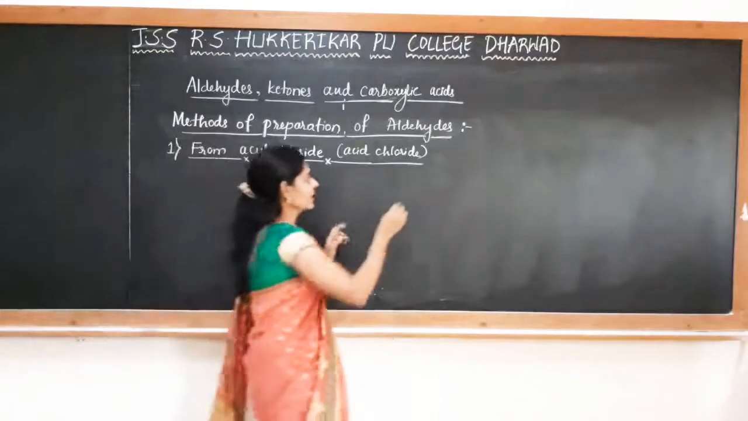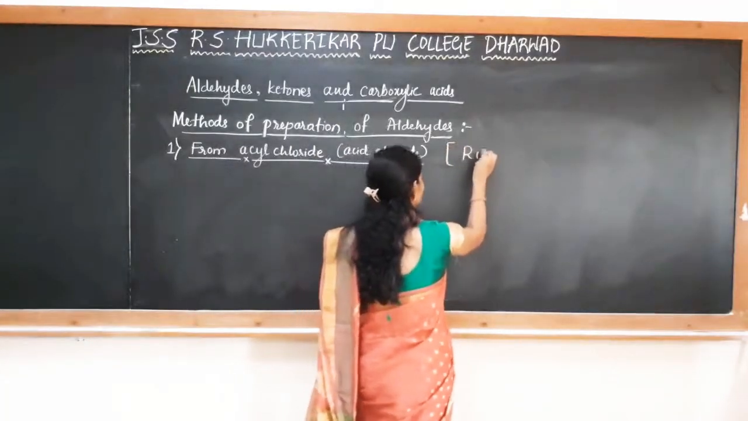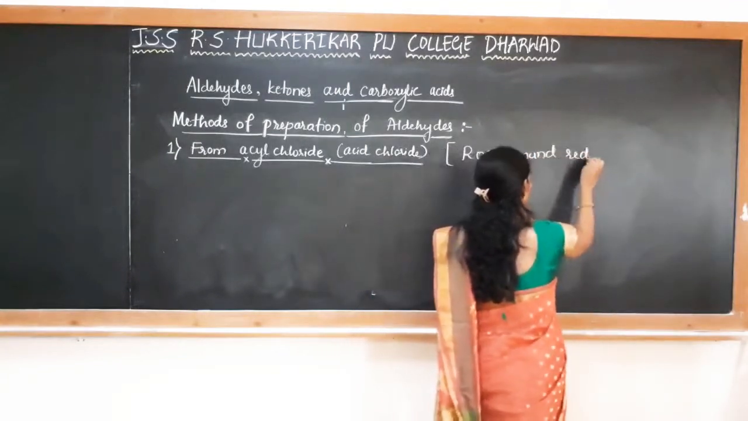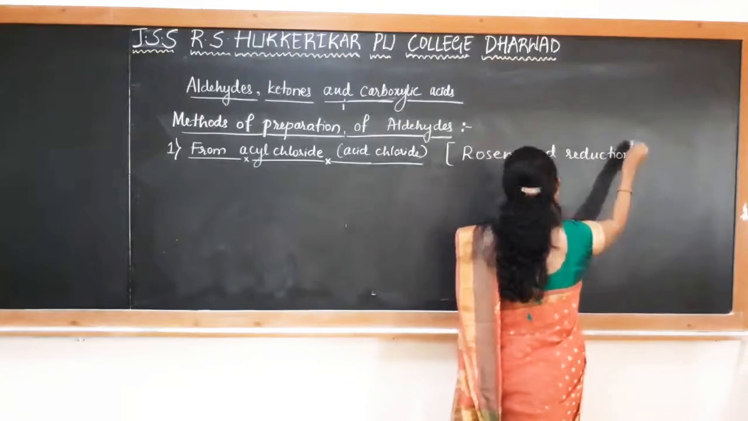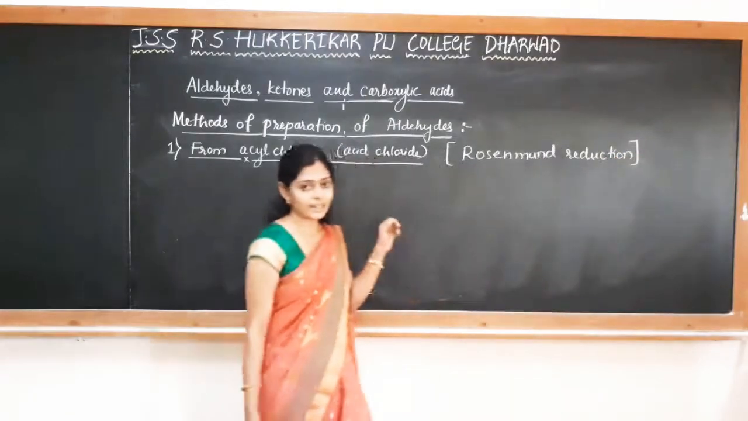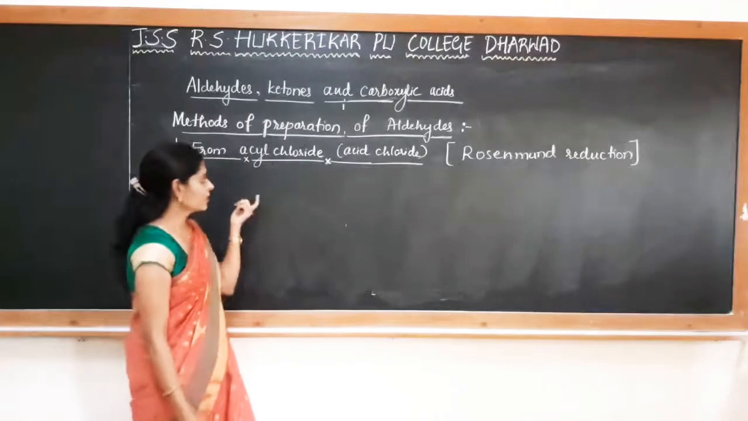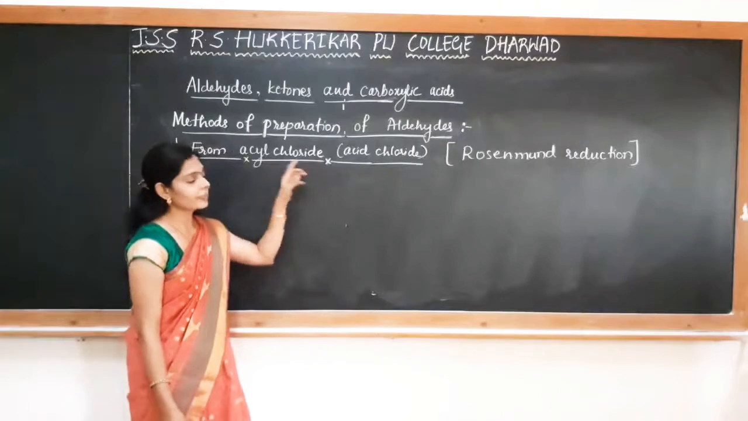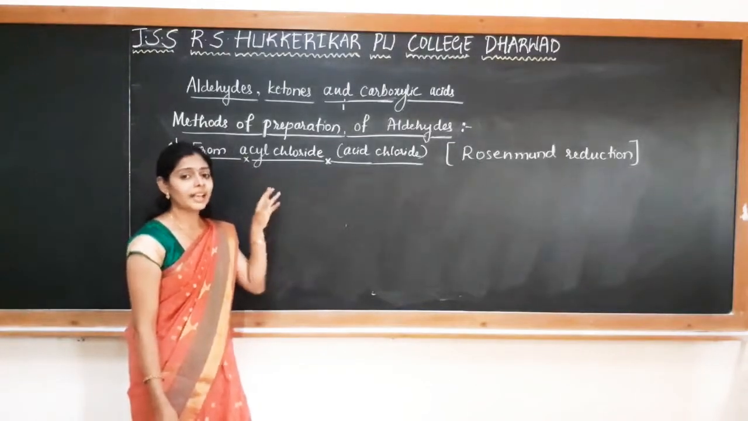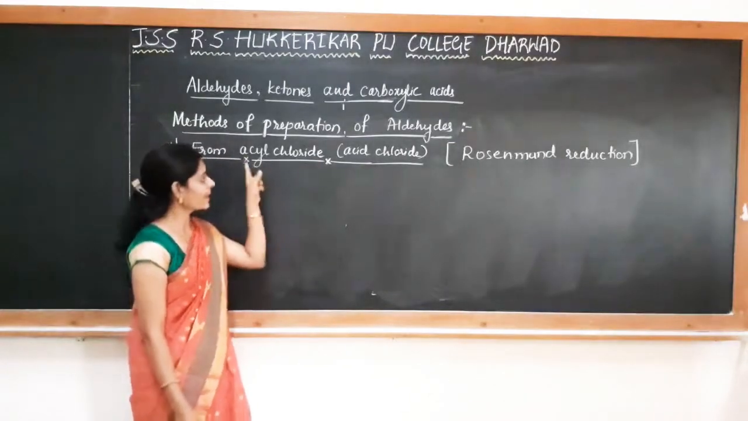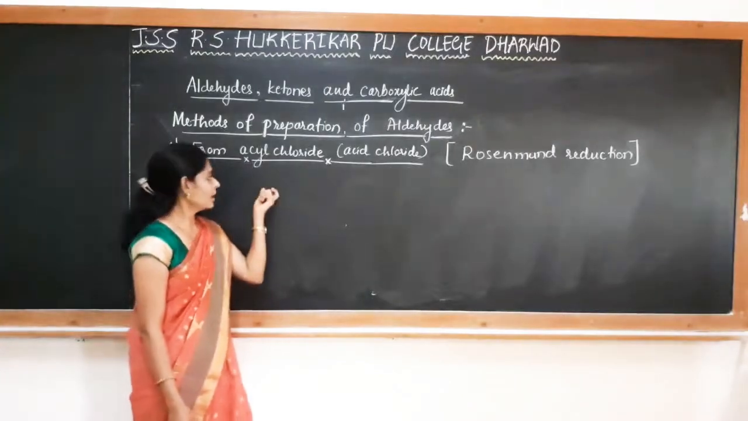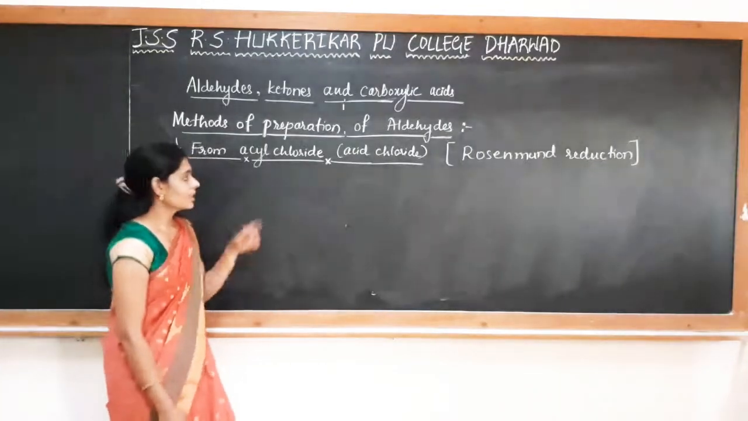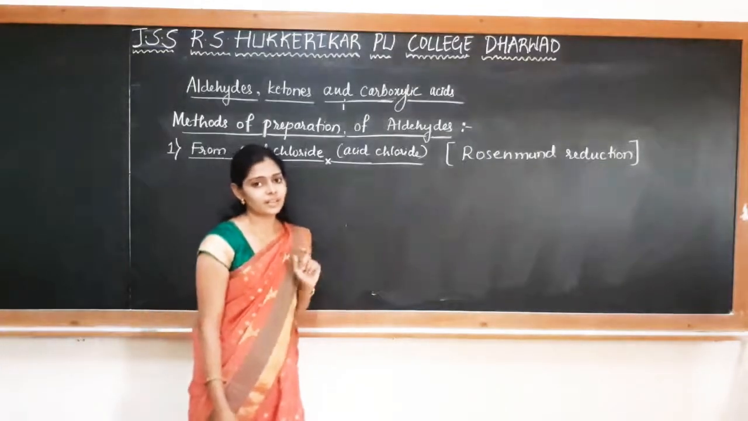This reaction is also called the Rosenmund reduction. It's actually a reduction process. Reduction means addition of hydrogen takes place. The starting material is acyl chloride or acid chloride, through which we have to pass dihydrogen gas. Hydrogen gas is passed over acid chloride in presence of the catalyst palladium, which is supported over barium sulfate, so that the reduction takes place to get the respective aldehyde.